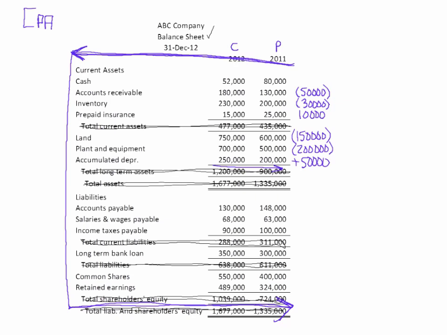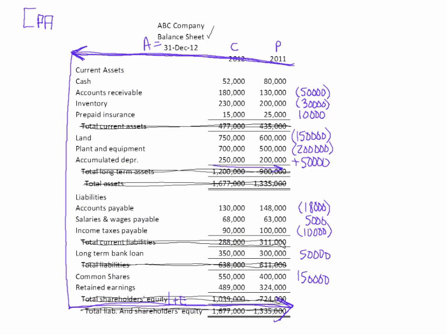Now I'm going down to liabilities. And don't forget, assets are equal to liabilities plus equity. So for liabilities and equity, I'm going to do the opposite. I'm going to do the current minus prior. So 130,000 minus 148,000 is negative 18,000. 68,000 minus 63,000 is positive 5,000. 90,000 minus 100,000 is negative 10,000. 350 minus 300 is positive 50,000. 550,000 minus 400,000 is positive 150,000. And we never apply it to retained earnings.